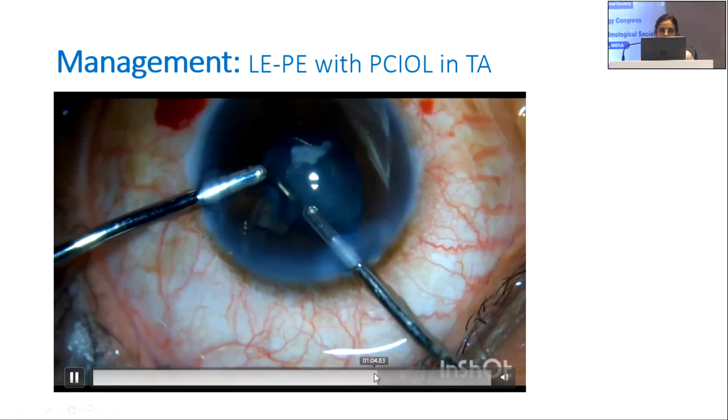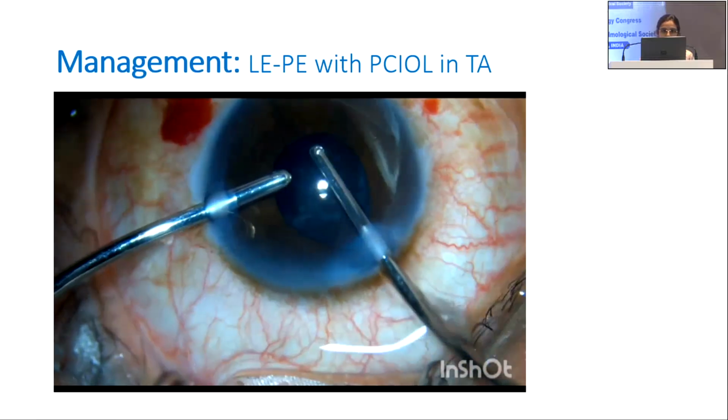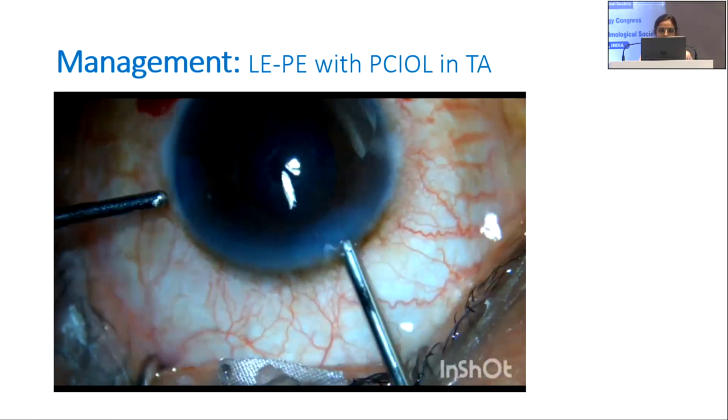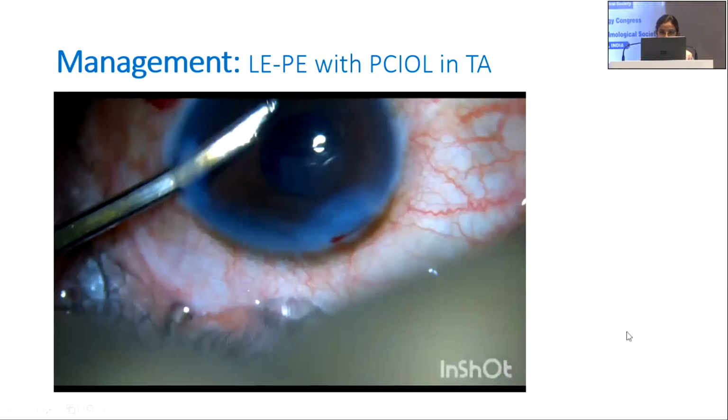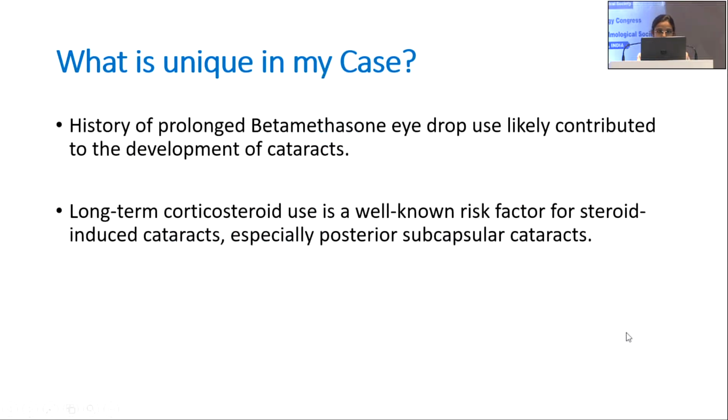Here we can see the pseudo hole sign, which implies the impression of the onion ring shaped opacity on the posterior capsule of the lens. And surgery went uneventful. And what is unique in my case?